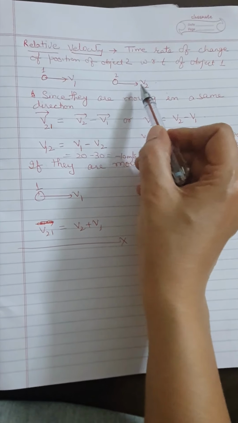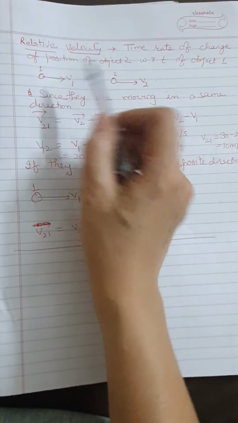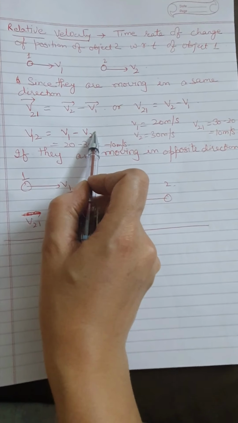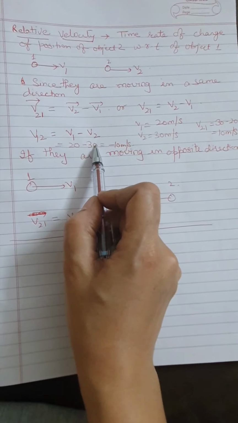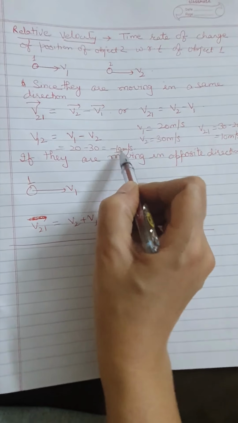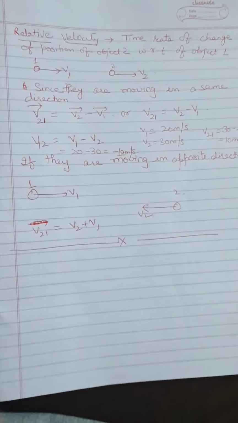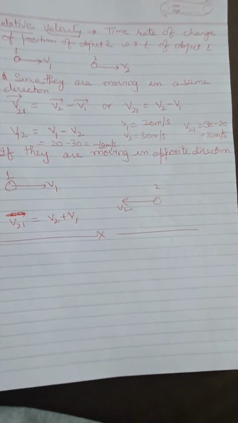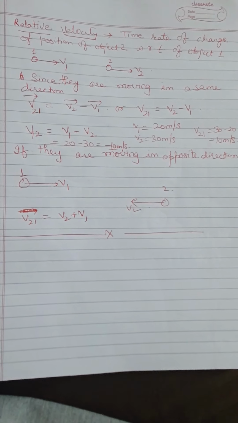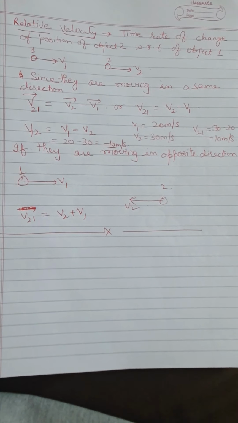Here you calculate v2 with respect to v1. Here you calculate v1 with respect to v2. Only direction differs. When the direction comes along with the quantity, that quantity is called a vector quantity. Vector quantity means any quantity which has magnitude as well as direction.